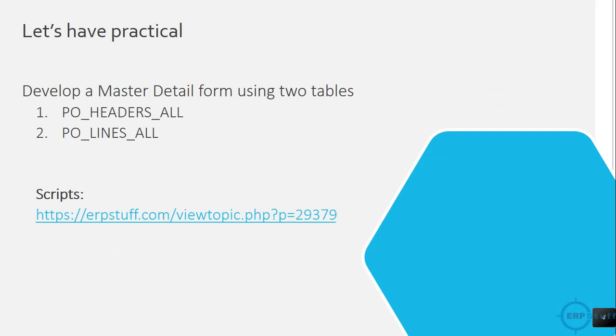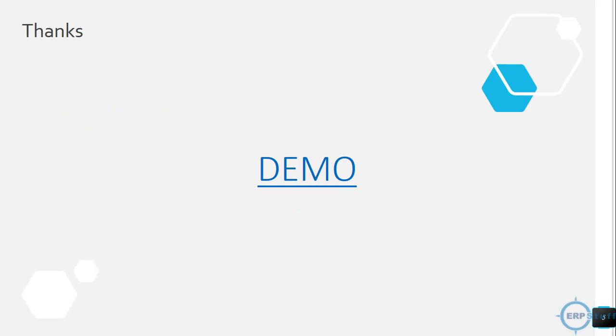In the practical, we are using PO headers all and PO lines all. This naming convention is as in EBS table names. So the scripts used during this video or demo will be uploaded at a link. I will show you the link as well, and I will share the link under the video. So let's have a quick demo, and I will show you how things work.